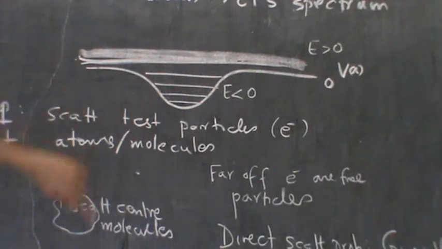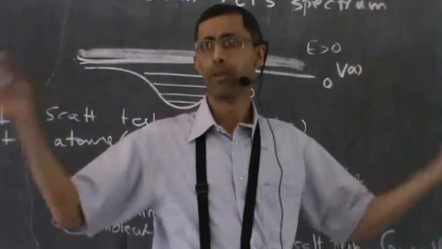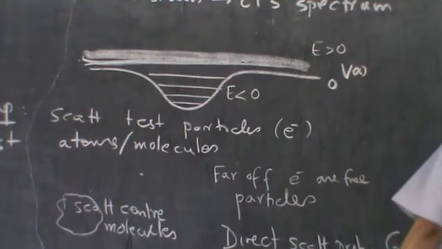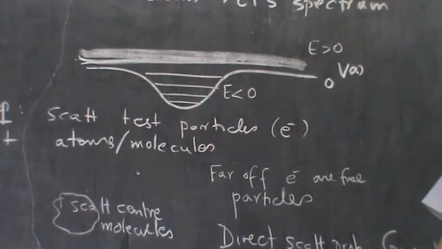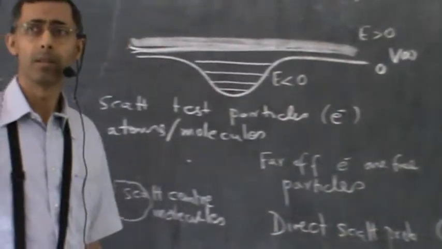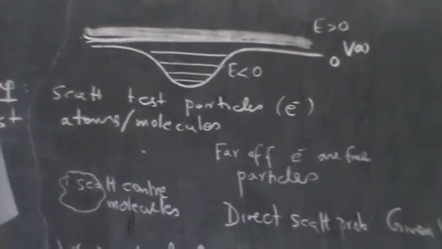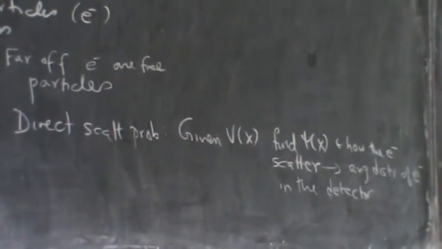Given V, find the wave function. Typically that is what we do in most of elementary quantum mechanics. Find how the electrons scatter. That would mean find the angular distribution of electrons far away in the detector. So the angular distribution of electrons in the detector. Right. So that's one form of the scattering problem. It's called the direct scattering problem, and we will largely address the direct scattering problem.